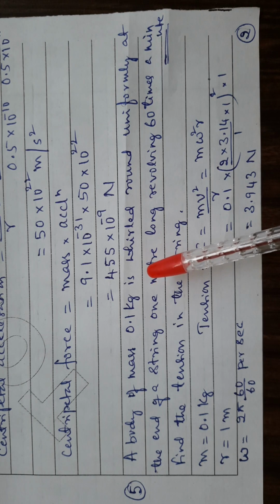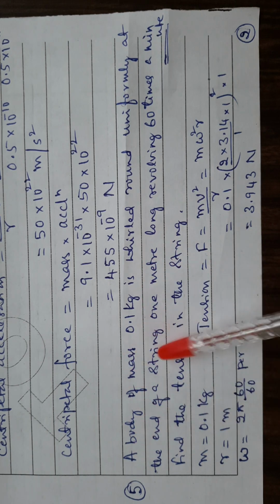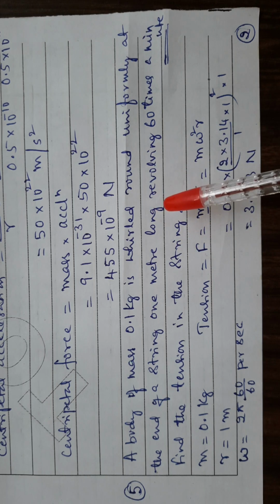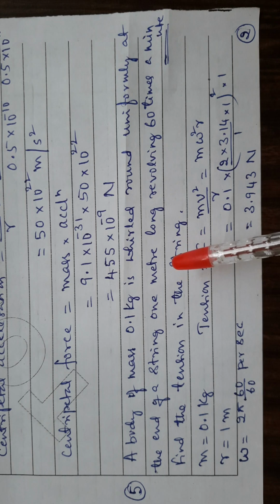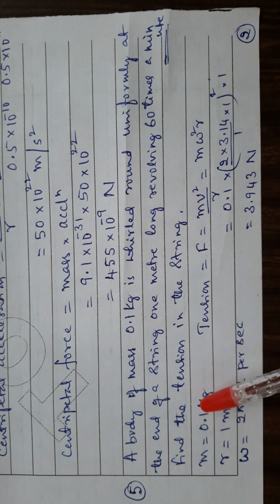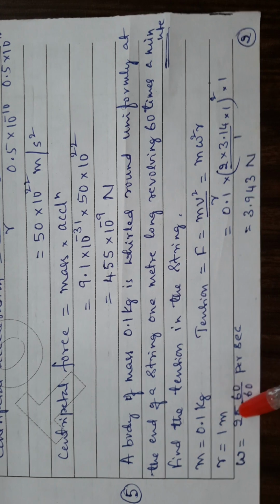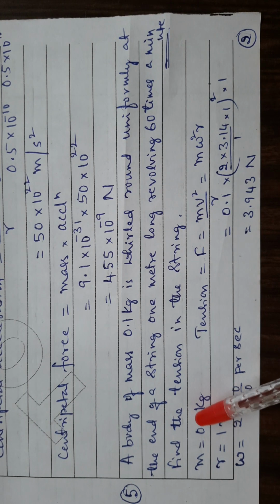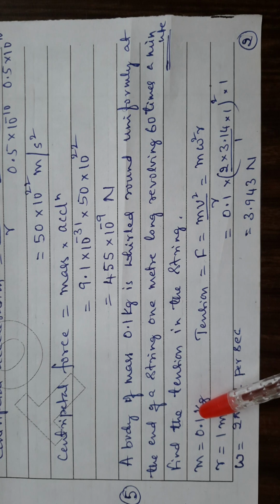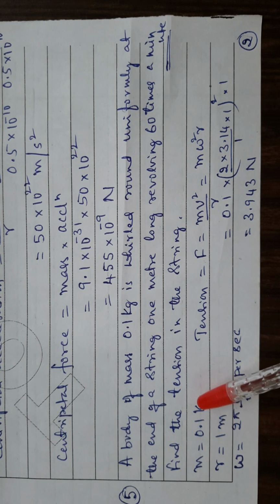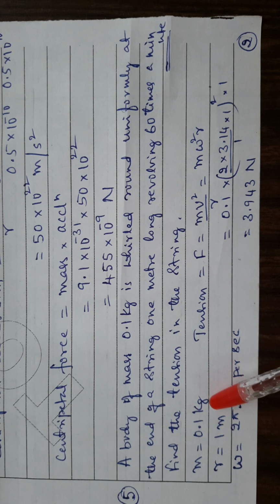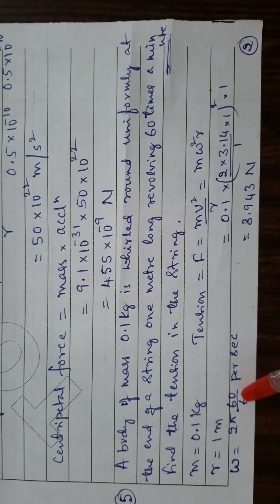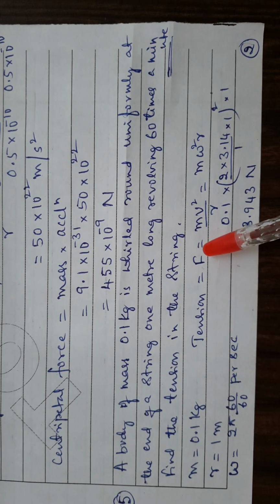The first and foremost thing while solving a problem is to read the problem carefully. We have to understand the problem. Two or three times we have to read the same problem and understand what it says. Then you are supposed to write the data in terms of symbols. Once you have written the data symbol-wise, you have to check before substitution whether all of them are in SI units or not. CGS units you should not use. You have to convert the CGS units to SI system units.